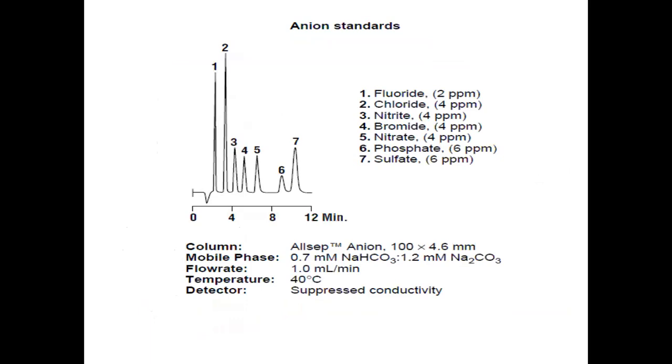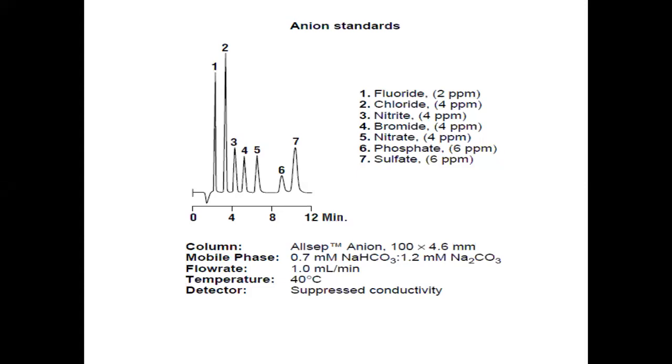So a 100 centimeter column with a 4.6 millimeter ID is used. The mobile phase used is a mixture of 0.7 millimolar sodium bicarbonate and 1.2 millimolar sodium carbonate, and the flow rate is adjusted to 1 ml per minute. The temperature will be 40 degrees Celsius. An ion suppressor column will be used and an electrical conductivity detector is used.